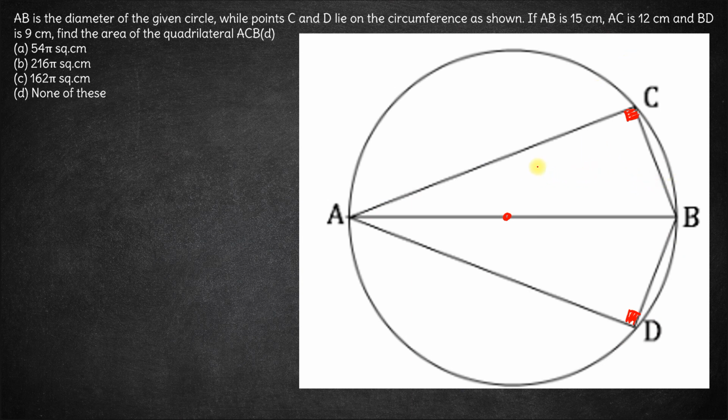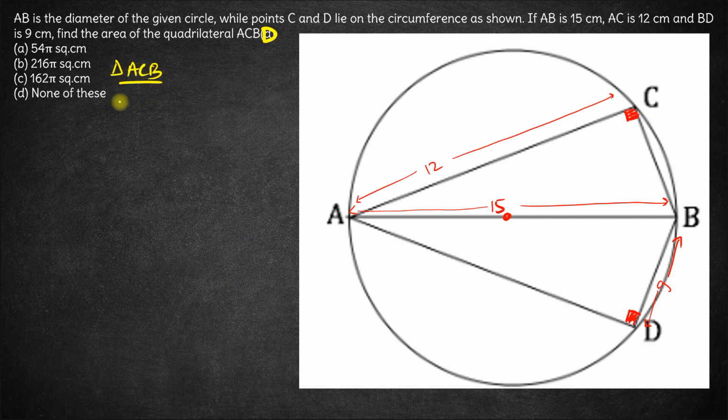So we have two right triangles, ACB and ADB. Now it is given that AB is 15. Also AC is given to us as 12 and BD is 9. Now we need to figure out the area of the quadrilateral ACBD. So for that, first let's consider triangle ACB. Now this is a right triangle, right? Where AB is the hypotenuse. So we know AB square should be equal to AC square plus BC square.